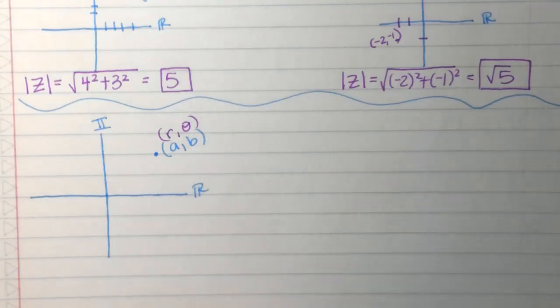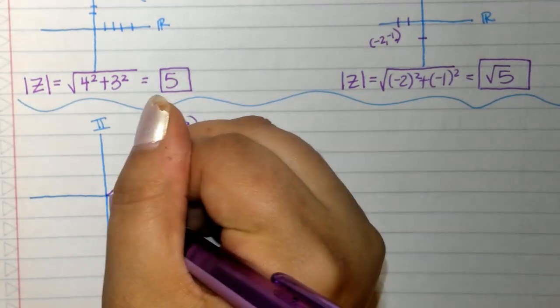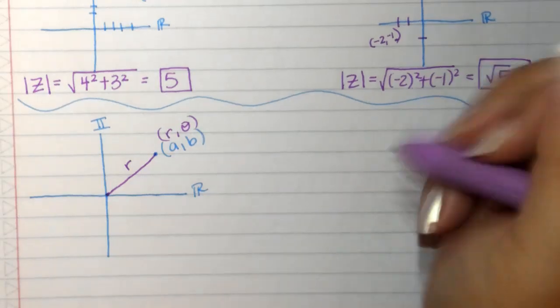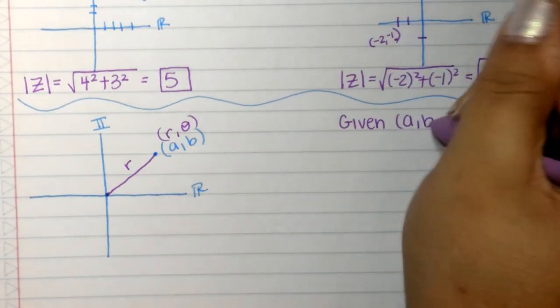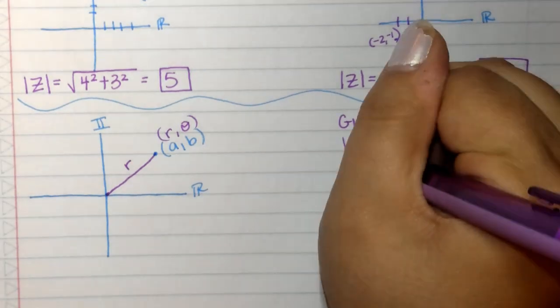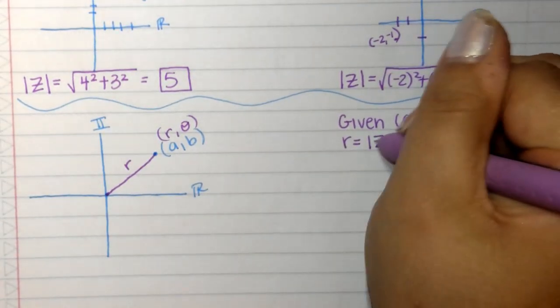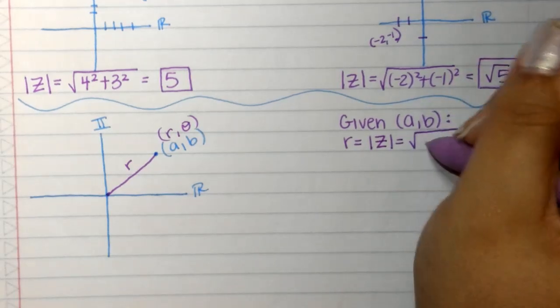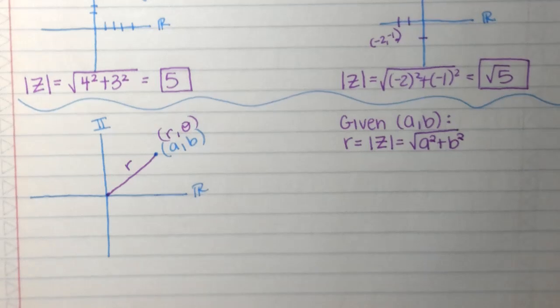How do I find R? What is R? And how do you find the radius? Pythagorean theorem. Don't you agree the radius is that right there? So if I'm given AB, how do we find R? It's our modulus. We do Pythagorean theorem. A squared plus B squared, and take the square root of that.